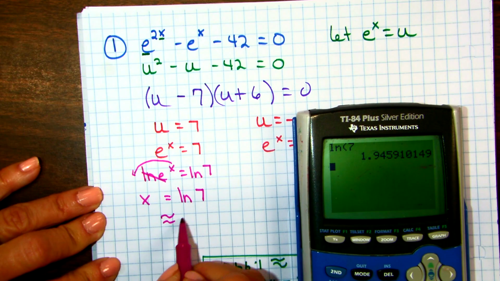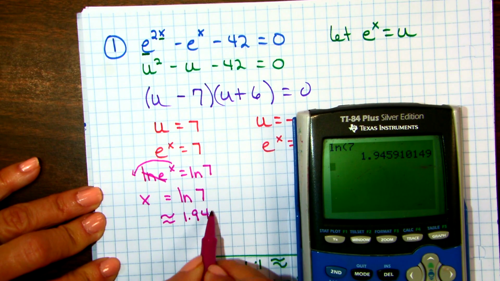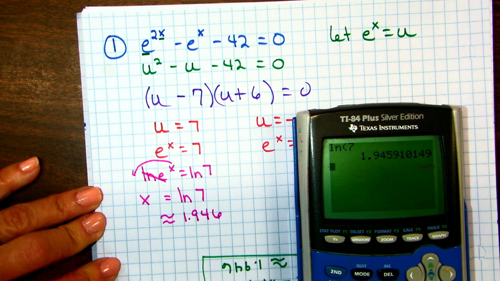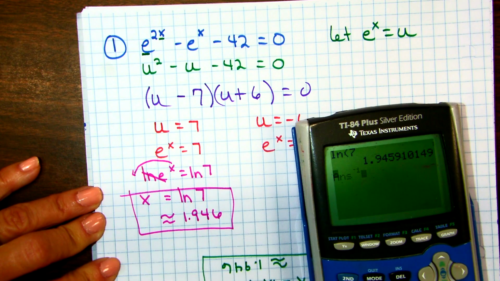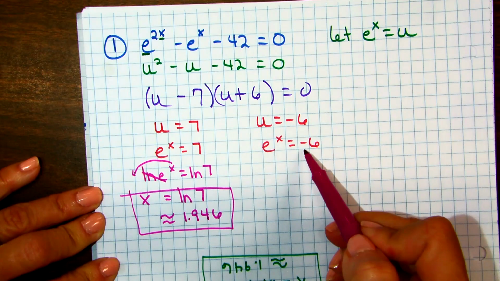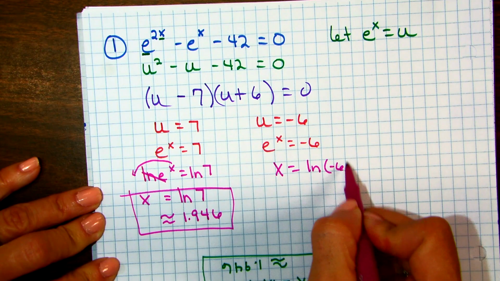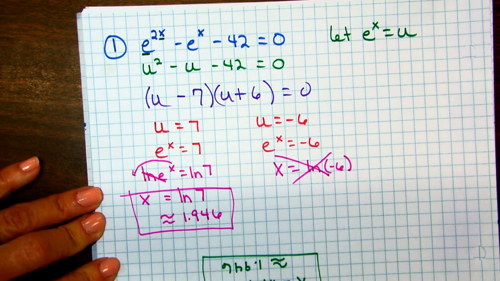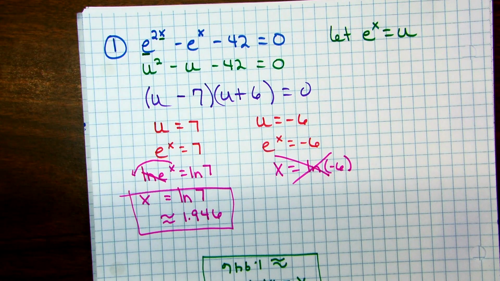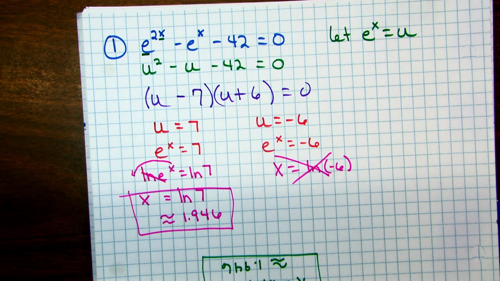And our approximated answer. This one's bad, right? If you get a negative number there, you'll end up with x equals natural log of negative 6. Can't have a negative there, so you'll get an extraneous solution, okay? Anybody still writing number 1?